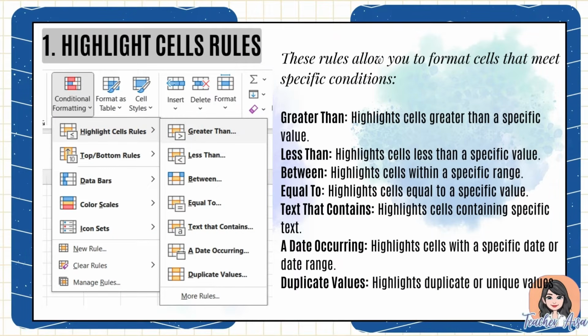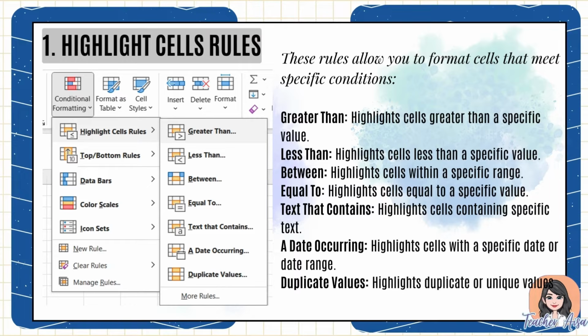Highlight cells rules. These rules allow you to format cells that meet specific conditions. Greater than highlights cells greater than a specific value. Less than highlights cells less than a specific value. Between highlights cells within a specific range.